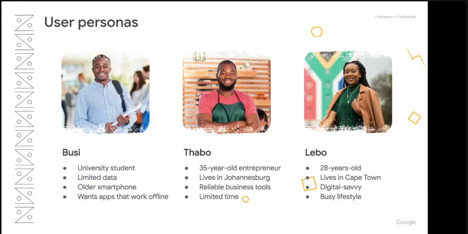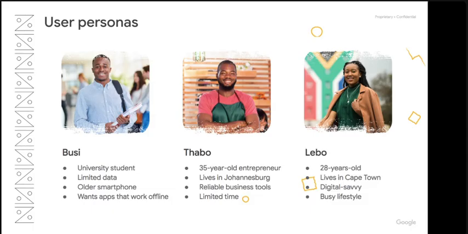Whereas user persona 3 is Lewu, a young professional, 28. She's really into technology, digitally savvy, and she lives in Cape Town. She's open to using a finance and productivity app that adds value to her busy lifestyle. So she has a busier lifestyle, whereas Tabo is busy running a business.